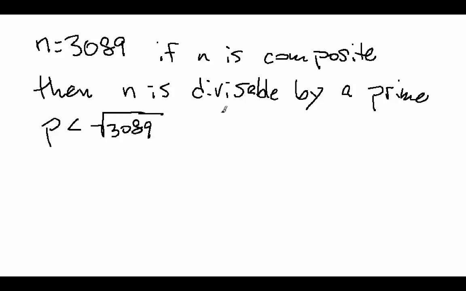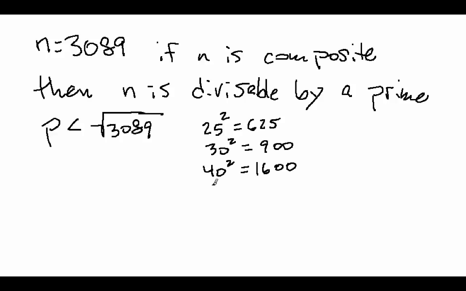What is the square root of 3089? I don't know. 25 squared is equal to 625. 30 squared is equal to 900. 40 squared is equal to 1600. 50 squared is equal to 2500. Okay, 60 squared is equal to 3600. So we've got to find some number between here and here.